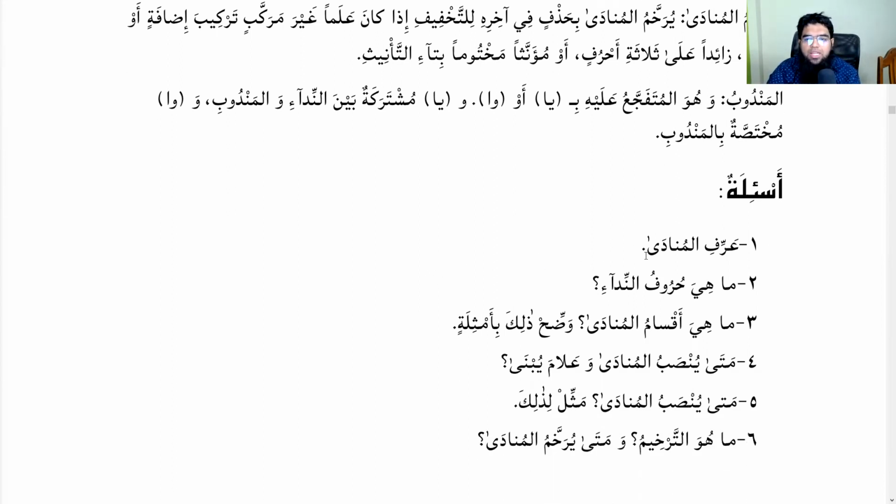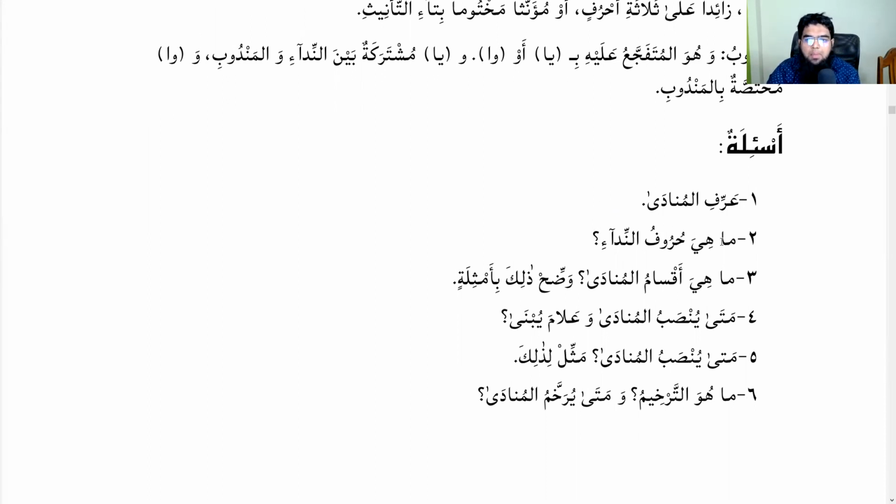So arif al-munada, what is munada? You can go back. Al-munada ismun mad'uun and all that. Ma hiya huruf al-nida? What are the huruf al-nida? A and ay are for close. Ya is for both close and far. Haya and aya, like imagine a mountain pass, yeah? So if you just say Ya Hamid, fine. I mean, Ya Hamid, you have to call. But when you're far away, you call it Haya Hamid. Haya and Aya Hamid. So it's like far away.